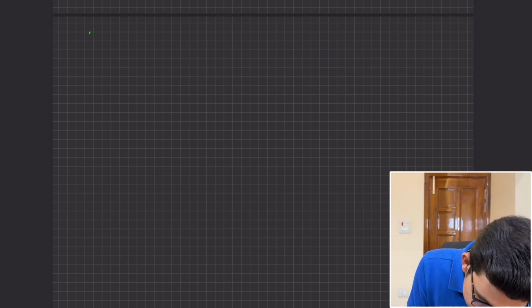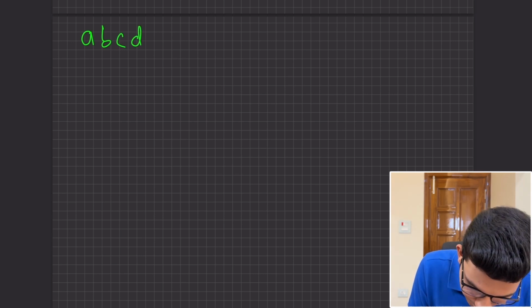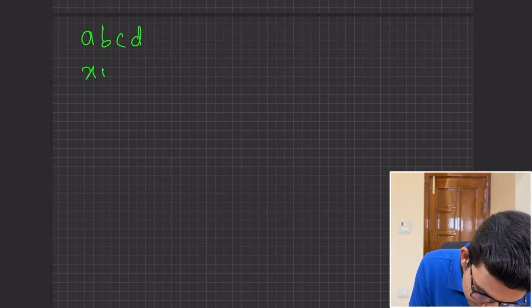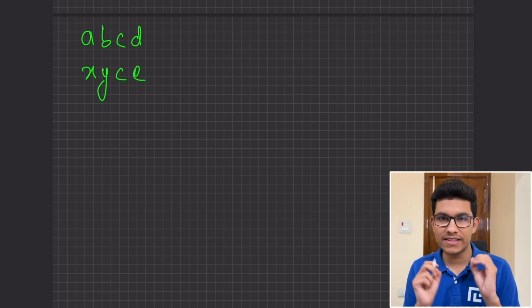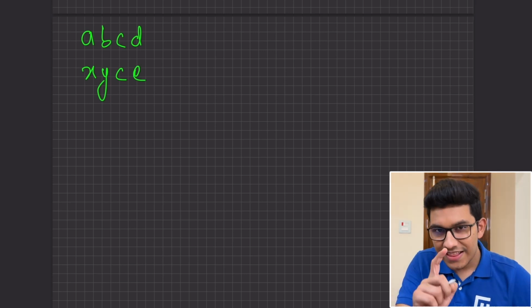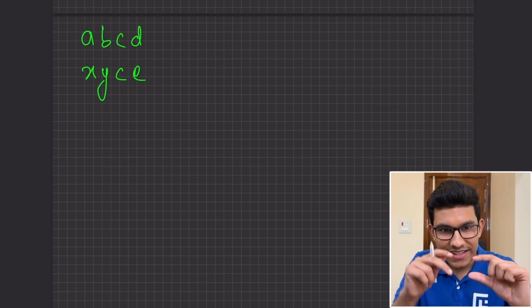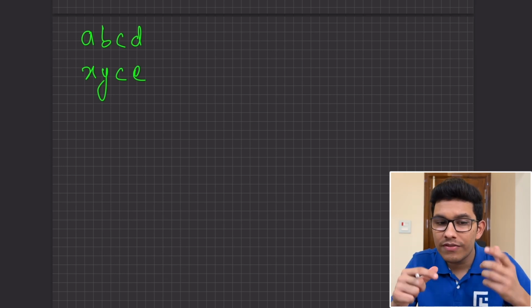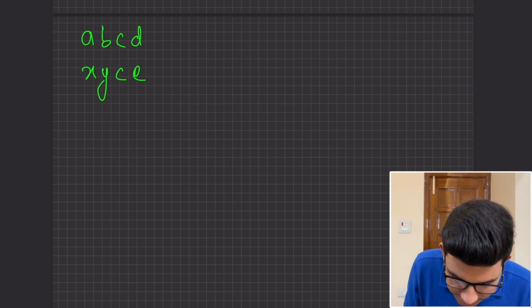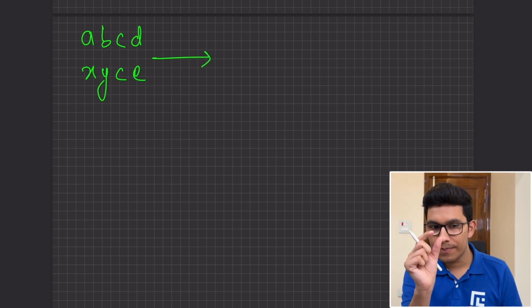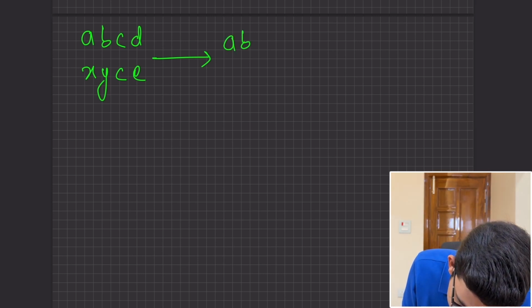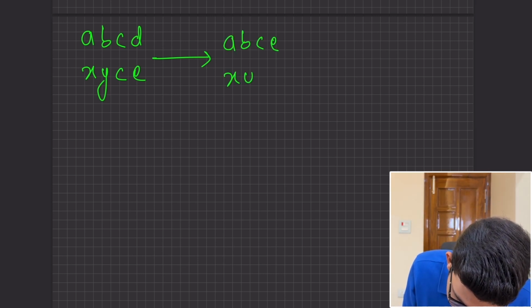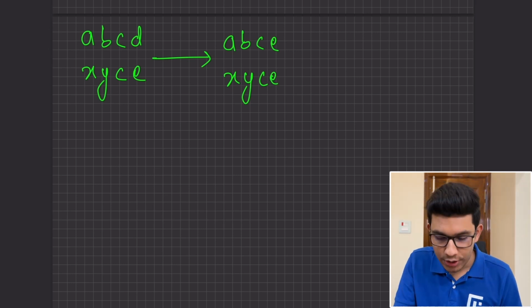Let's suppose you have something like A, B, C, D, and you have something like X, Y, C, and let's suppose E. Okay, these are the two strings that are given to you. Fine. In this case, what do we know? We know for a fact that these last two characters are not matching. So we will have to somehow match them. What can you do to match them? Either you can replace this D with an E in the first string. That would result in A, B, C, E and X, Y, C, E. That is the first thing that you could do.